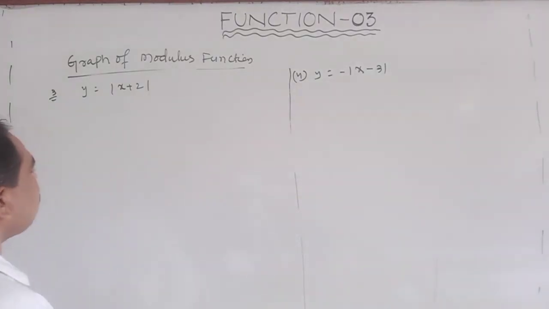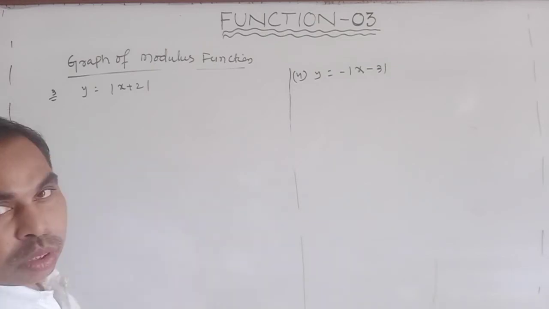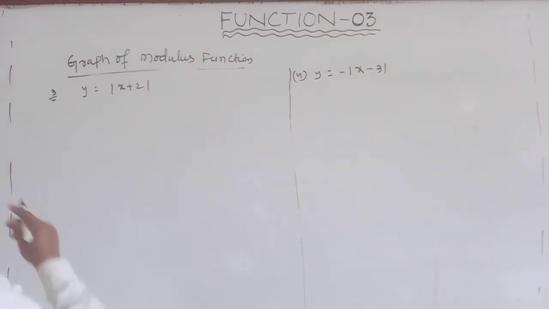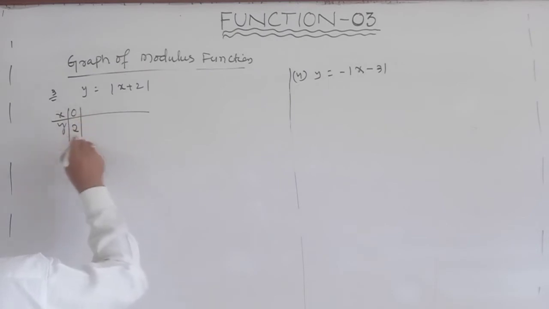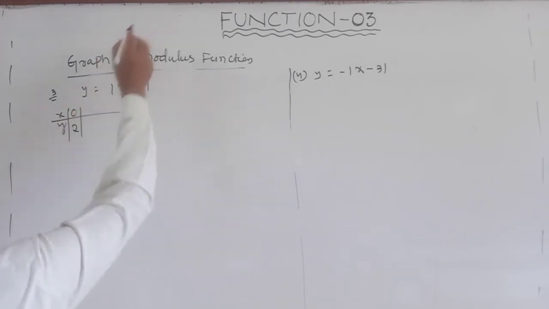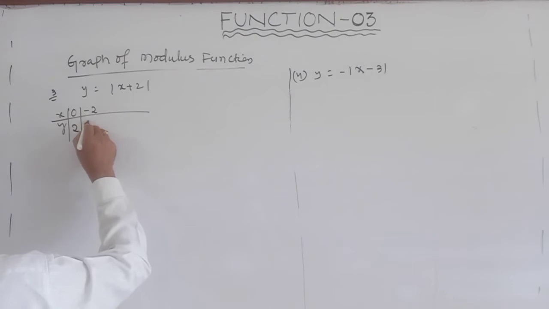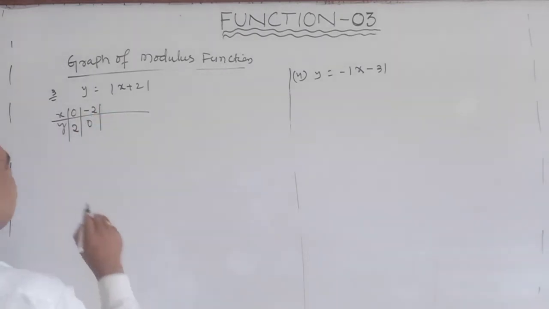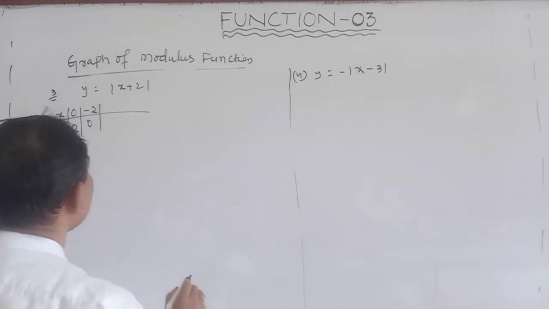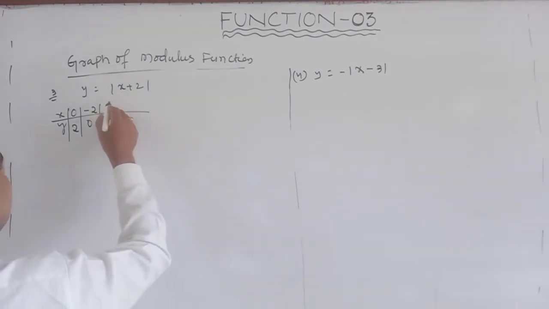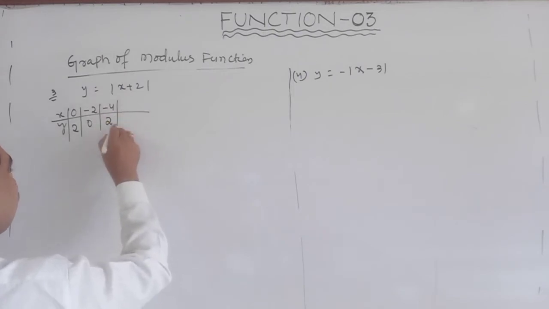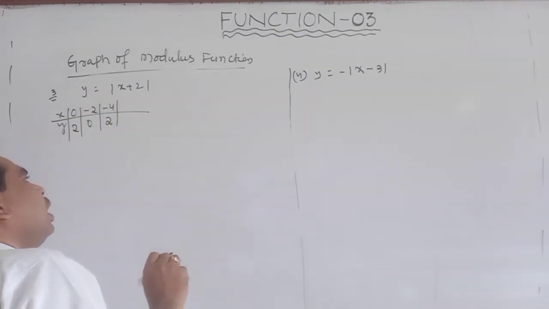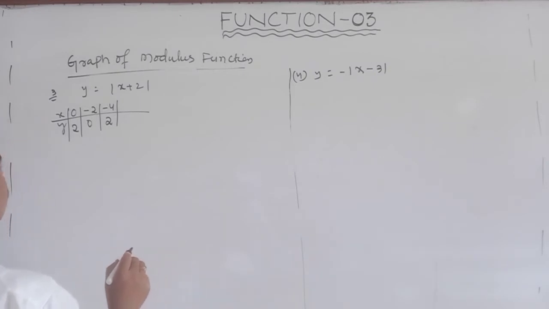So first find the value of x where y is 0. That means x is 0, y is 2. X is minus 2, y is 0. Next x is minus 4, y is also plus 2.